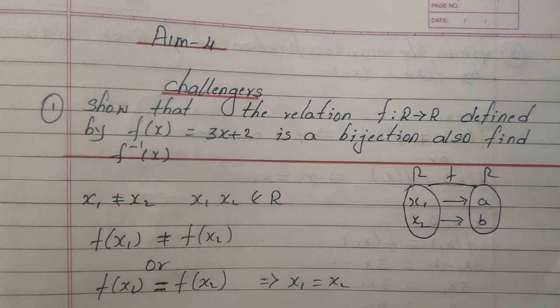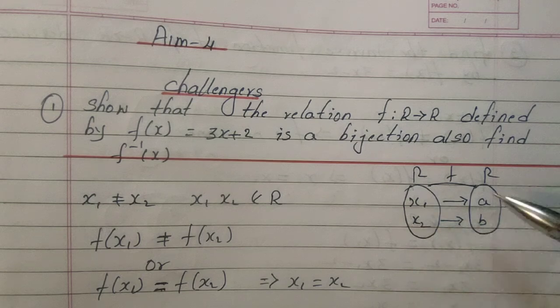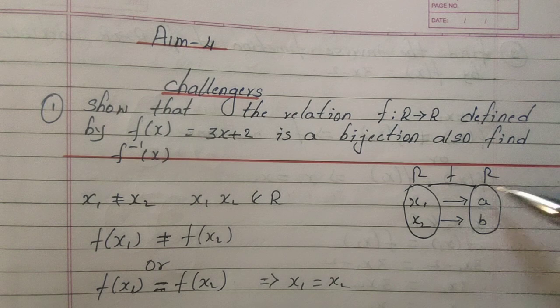What is one-to-one? If every element of set A has a distinct image in set B, then f is one-to-one. What is onto? If range and codomain are equal, then it is onto. That means for every image there is some pre-image, then function f is said to be onto.